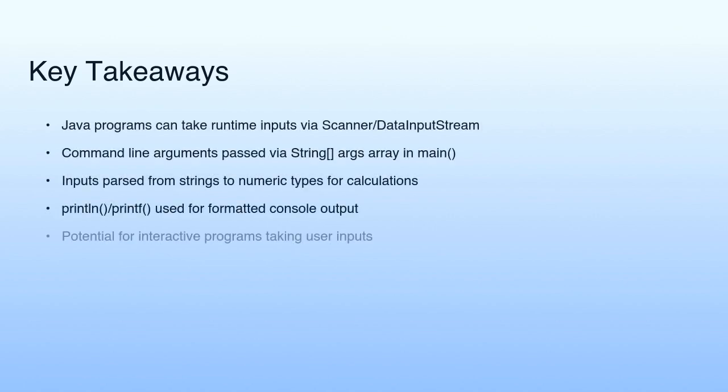Inputs are parsed from strings to numeric types for calculations, and println and printf are used for formatted console output. This allows for interactive programs that take user inputs, handle a variety of input data types by parsing strings, and provide formatted output based on user input.